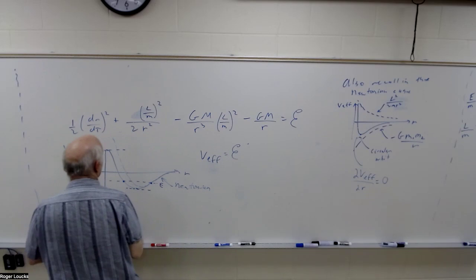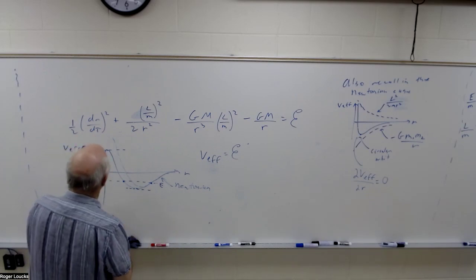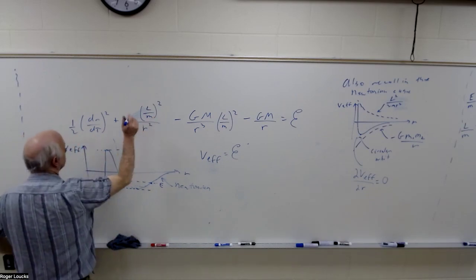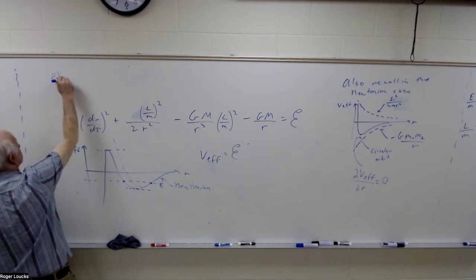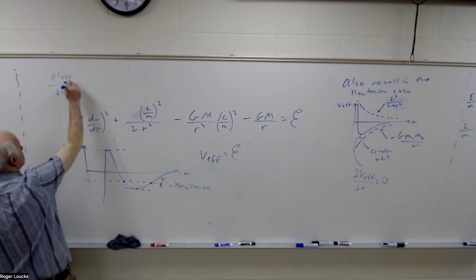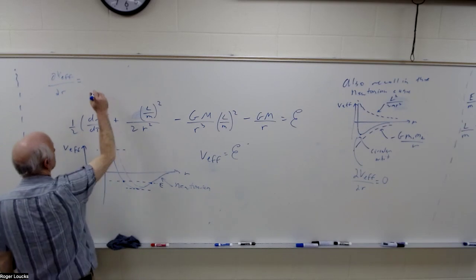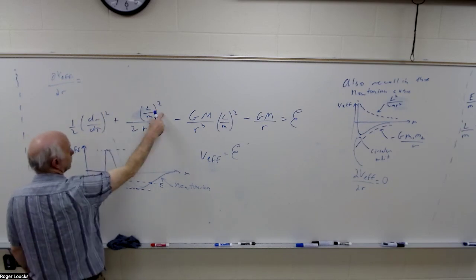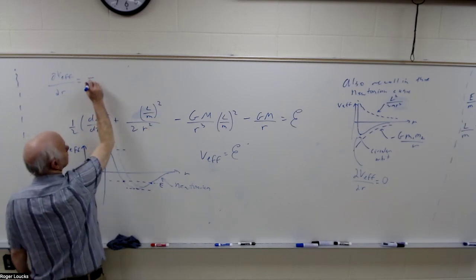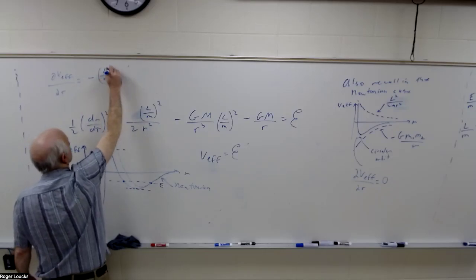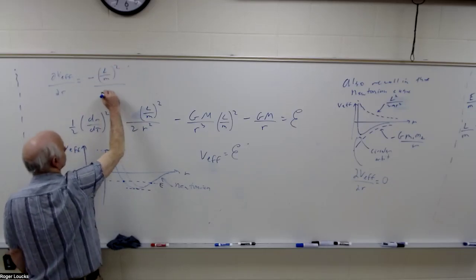So let's take the derivative of this. The derivative of V effective with respect to R equals what? This is R to the minus 2 power, so this will be minus L over M squared over R cubed.